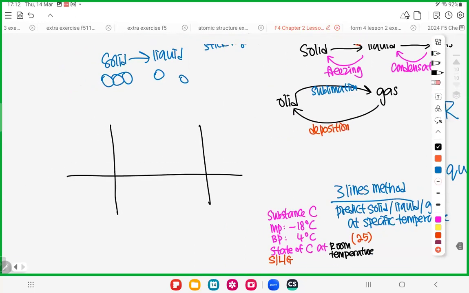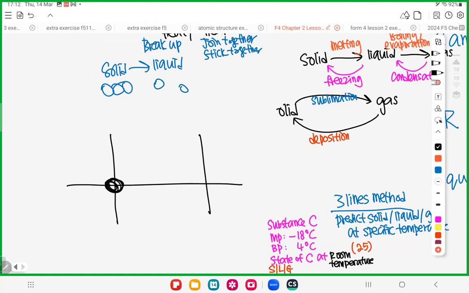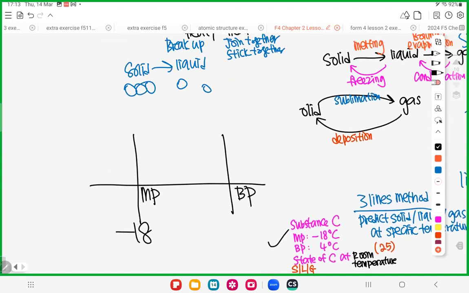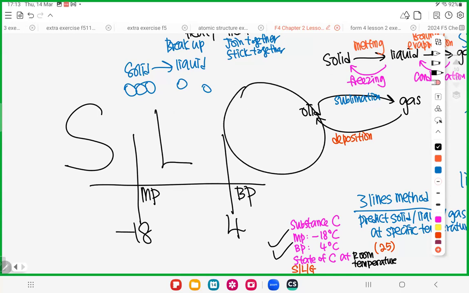Okay, so the first intersection here, the first intersection means this cross. The first intersection is your melting point. MP means melting point. The second intersection here is your boiling point. So your melting point, how much? Negative 18, given. Your boiling point, how much? 4, given. So the first box here is a solid. The second box here is a liquid. The third box here is a gas.